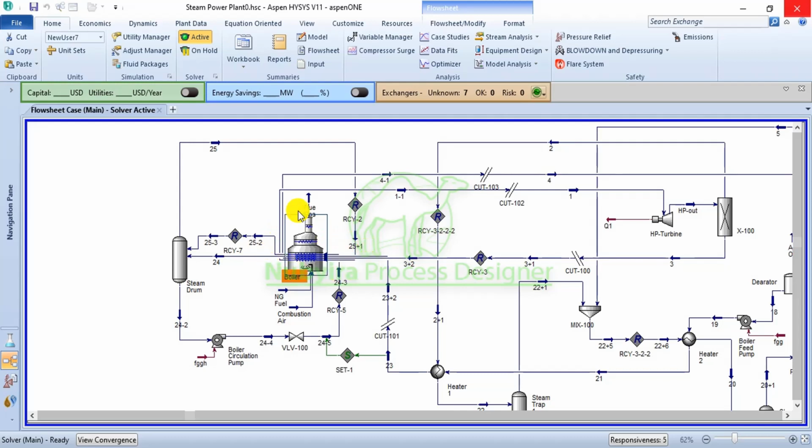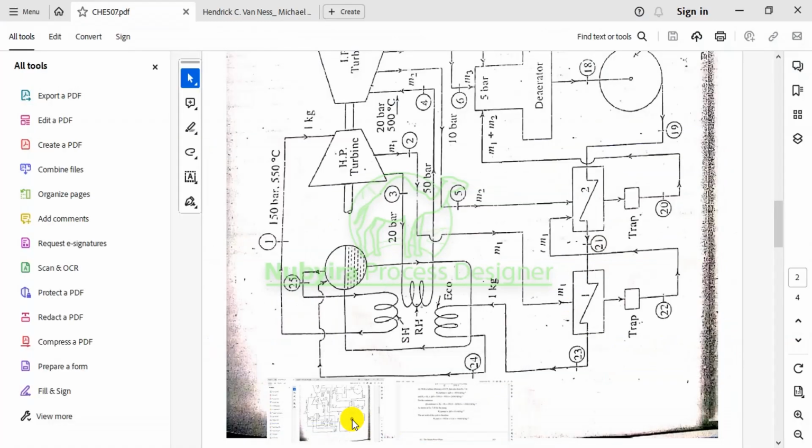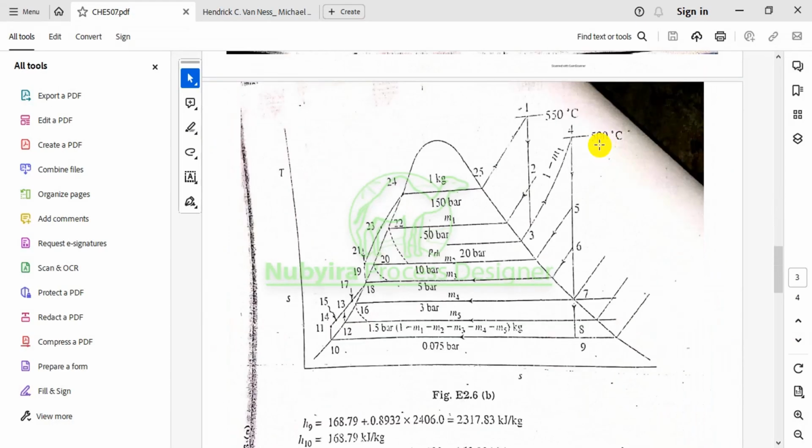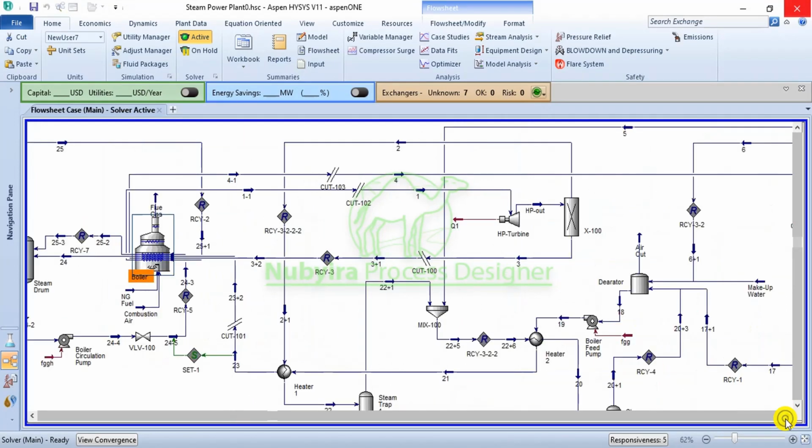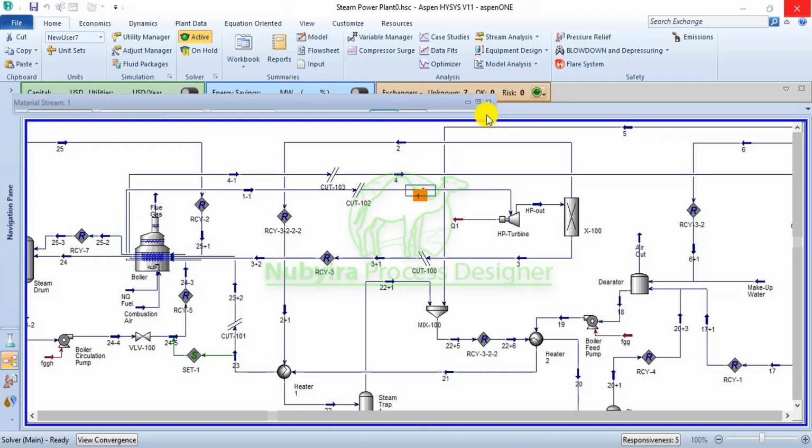So then you have the superheated steam coming here. Then there is another stream too that is extracted for the process, for reheating of the steam for the second stage, for the second turbine. So we have three turbines in the system. We have the high pressure turbine that is operated at a very high pressure of 150 bar, I guess. Let me check the value. I think it's 150 bar.